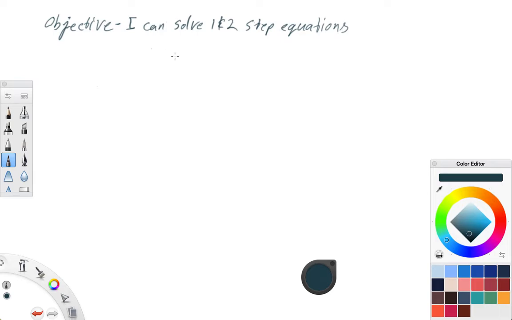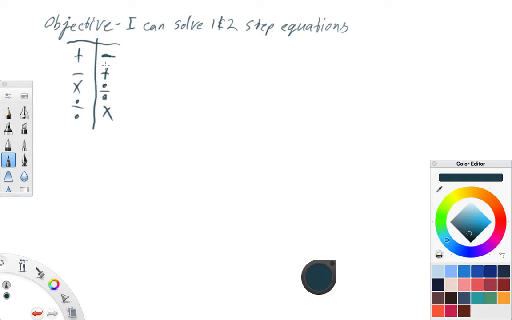And when we talk about solving one and two-step equations, we're talking about our normal operations. So we have addition, subtraction, multiplication, and division. And then we have our inverse operations, or our opposites. And of course, the opposite of adding is subtracting, the opposite of subtracting is adding, the opposite of multiplying is dividing, and the opposite of dividing is multiplying.